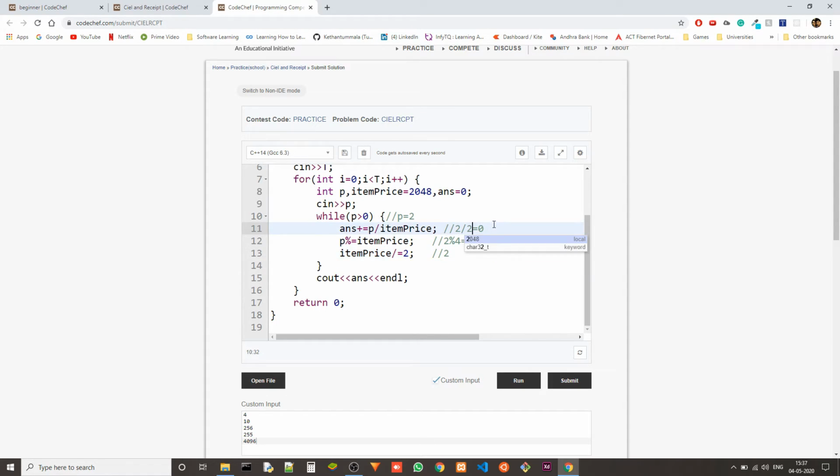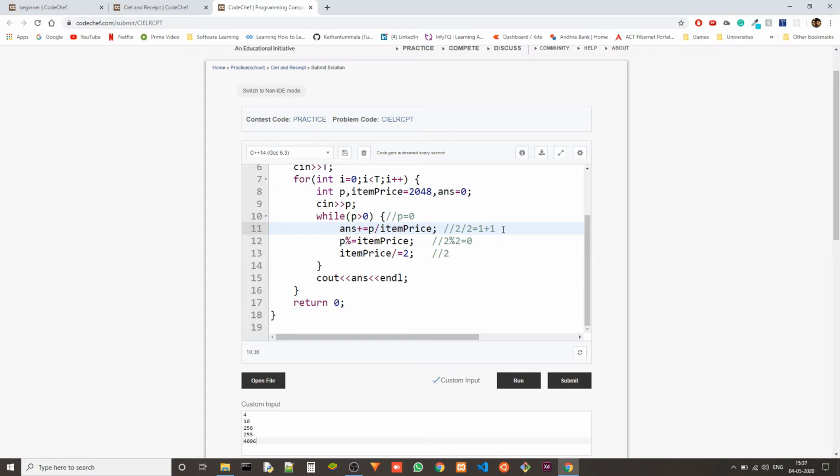Now 2 divided by 2 is 1. Now 2 percentile 2 is 0, which means that we have added another item of price 2 into the mix. So now we have 2 items. One is the one which has a price of 8, and another one which has a price of 2, right? With this, the price becomes 0, and since we have added 1 to it, the previous answer was 1, so 1 plus 1 will become 2.